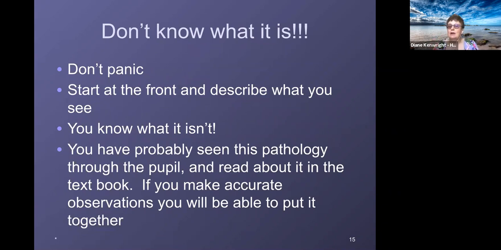It might be a glaucoma where the cup hasn't formed yet. So start at the front and describe what you see, and you should eventually have enough facts to put it together. And remember, you've probably seen this pathology through the pupil and read about it in the textbook. So if you're able to make accurate observations, you can put it all together.